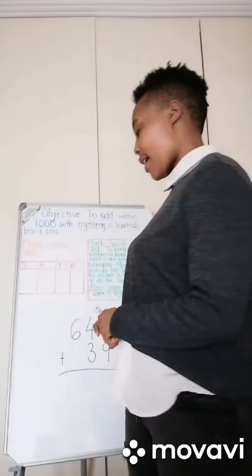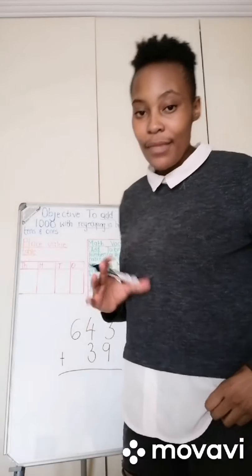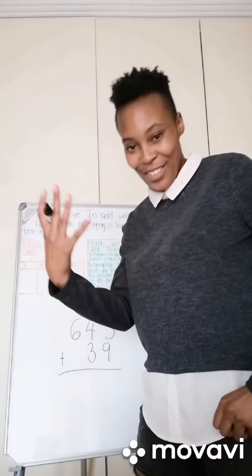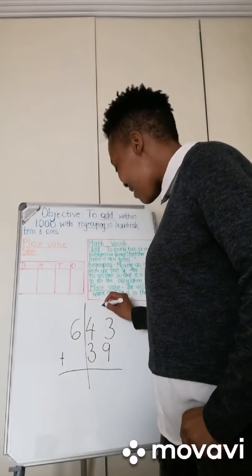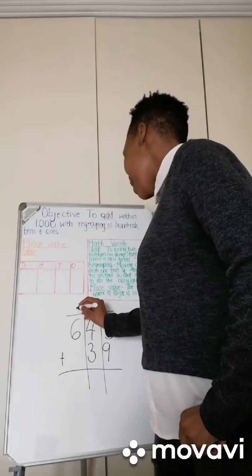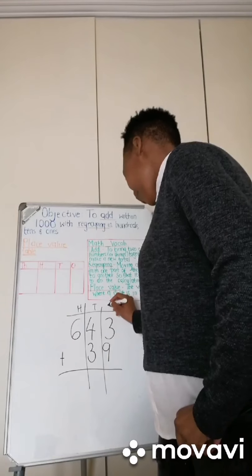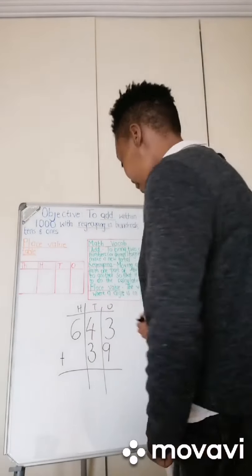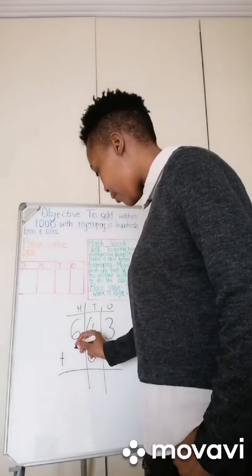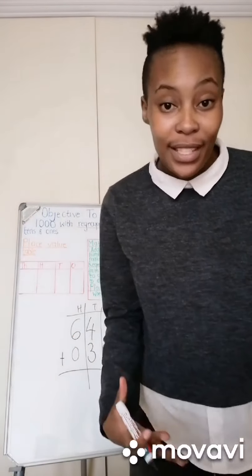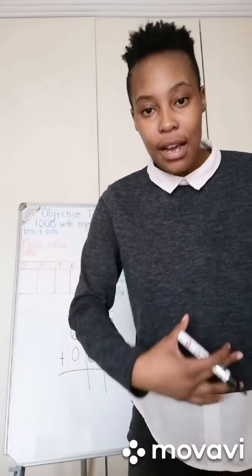643 add 39. What is the first thing that we do? Place value table. Remember, you know this now. So we are going to separate them into hundreds, tens and ones and build our own house. That is the place value table. Okay. 39 does not have hundreds, therefore we are going to write 0 here. Where do we start adding? We start adding from our ones.